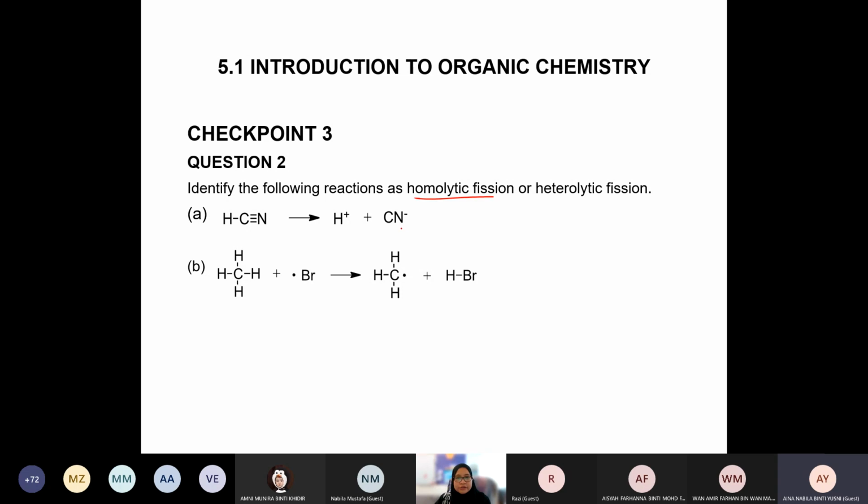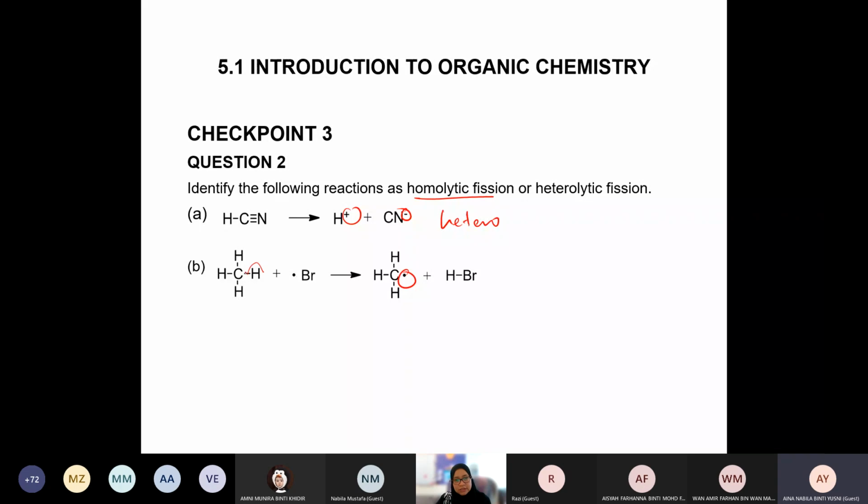Okay, so this is heterolytic because ions are produced, hetero. And this one is a free radical. So this free radical will attack this normal molecule to produce a free radical. So it is actually a homolytic fission. Homolytic fission. This is actually not as easy as just combining.